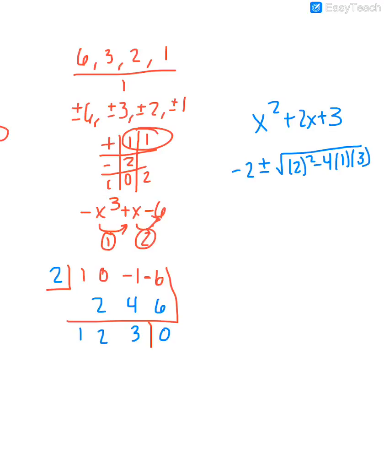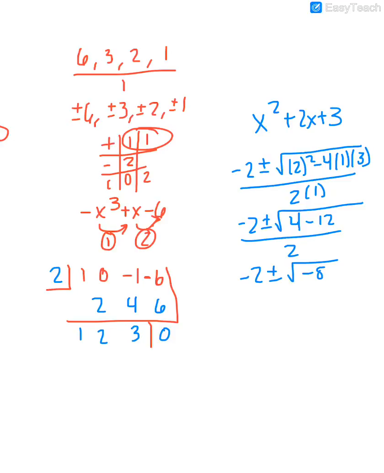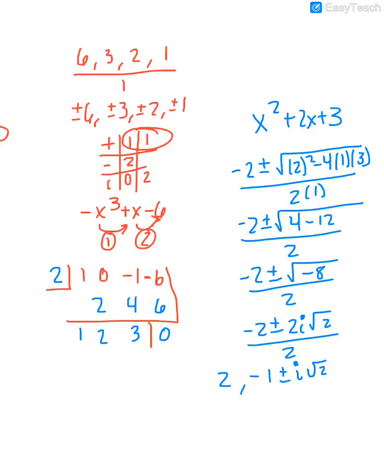So I'm just plugging in all my stuff. Okay, and then simplify. So it gets me 4 minus 12, over 2, which gets me negative 8. That one factors to be 2i root 2 over 2. I can reduce. Oops, I goofed up there. Okay, 1 plus or minus i. Okay, so these would be the solutions that I would have.